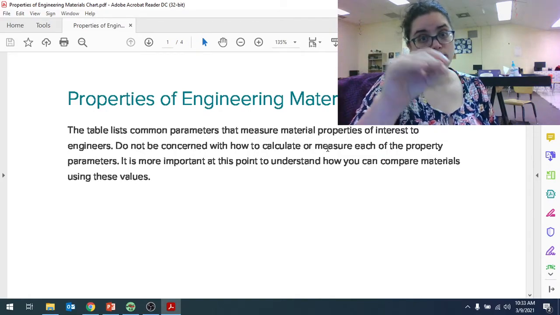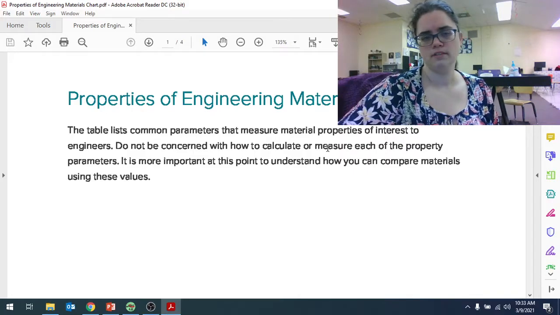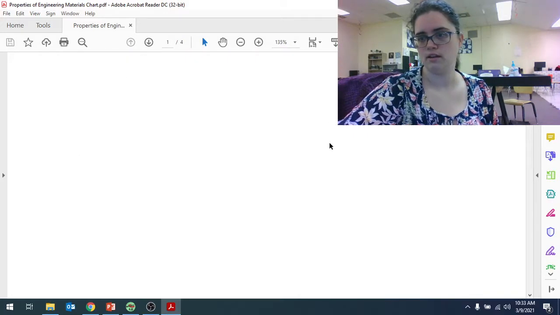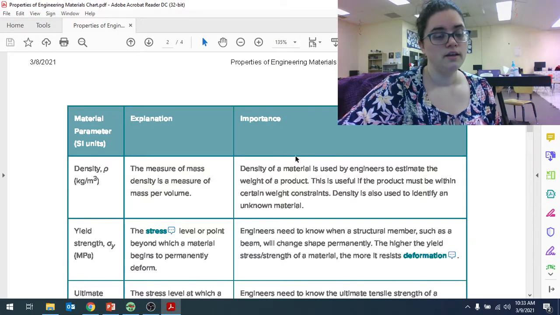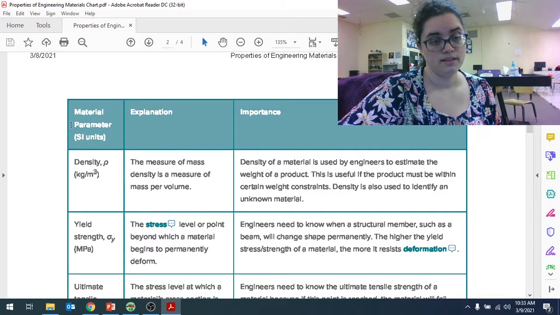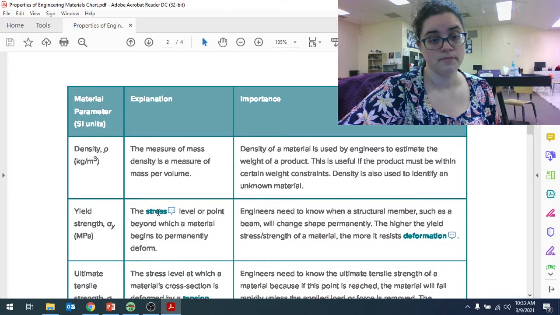But it's more important right now that you understand why this matters to engineers. So look through this document. It's going to go with the activity for the 9th and 10th. You've got 3 columns. One is the material parameter, and that's in your SI units. And there's an explanation column and an importance column.